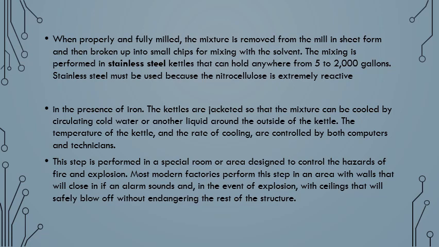The temperature of the kettle and the rate of cooling are controlled by both computers and technicians. This step is performed in a special room or area designed to control the hazards of fire and explosion. Most modern factories perform this step in an area with walls that will close in if an alarm sounds, and in the event of explosion, with a ceiling that will safely blow off without endangering the rest of the structure.